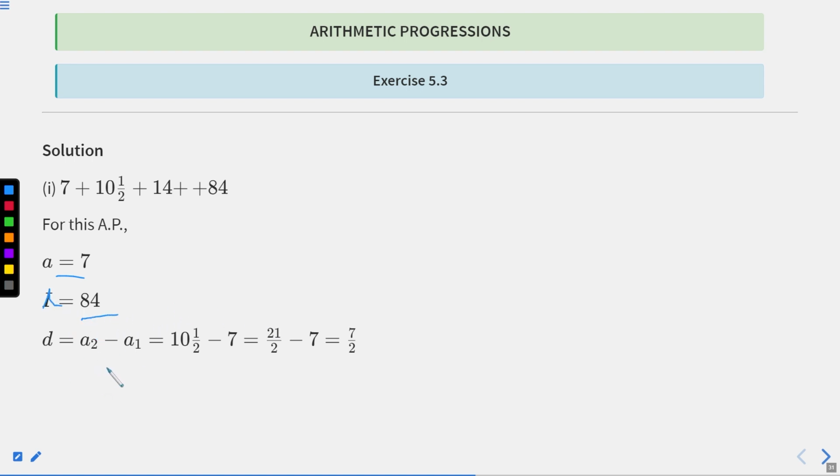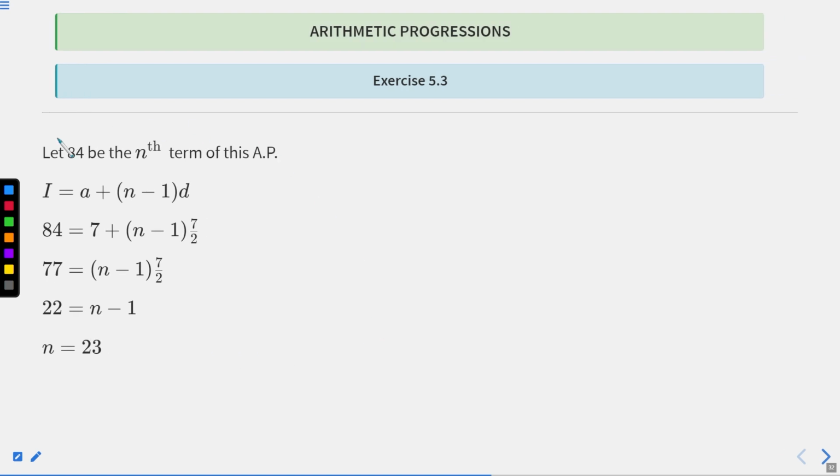And the common difference d is equal to a2 minus a1, that is equal to 10 and 1 by 2 minus 7. And this is equal to 21 by 2 minus 7, that is equal to (21 minus 14) divided by 2, that is equal to 7 by 2. Okay, so let 84 be the nth term of this AP.